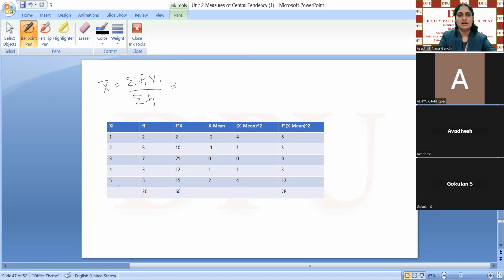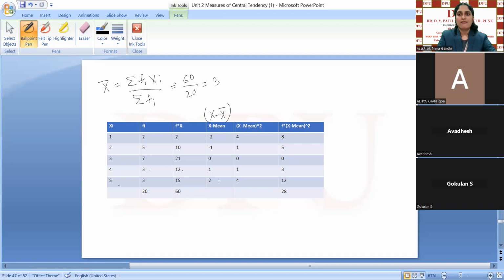So your total of Fi Xi is 60. 60 divided by summation of frequency, which is 20. So your answer is 3. So your X bar is 3 here. Once you have your X bar, you need to find X minus X bar. This column gives you the values of X minus X bar: 1 minus 3 is minus 2, 2 minus 3 is minus 1, 3 minus 3 is 0, 4 minus 3 is 1, 5 minus 3 is 2.